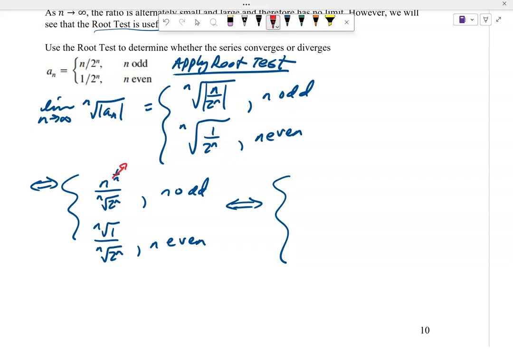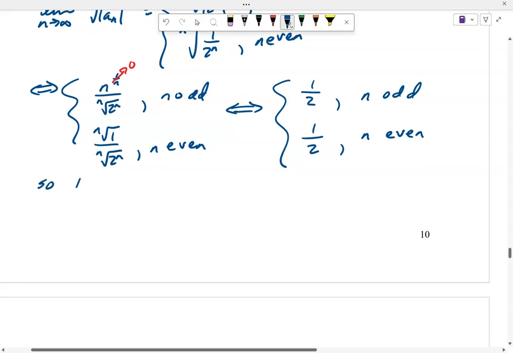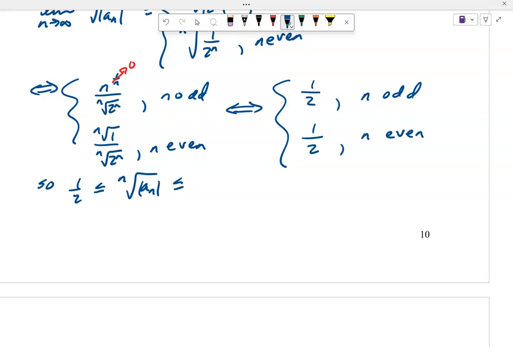So this goes to 0. So I get n to the 0, which is 1. The nth root of 2 to the n is 2. So that just ends up being a half when n is odd. The nth root of 1 is 1. The nth root of 2 to the n is 2. Oh my gosh, look at that. So I get a half for both of these. And so a half is less than or equal to the nth root of a sub n, regardless of the formula, less than or equal to 1/2.